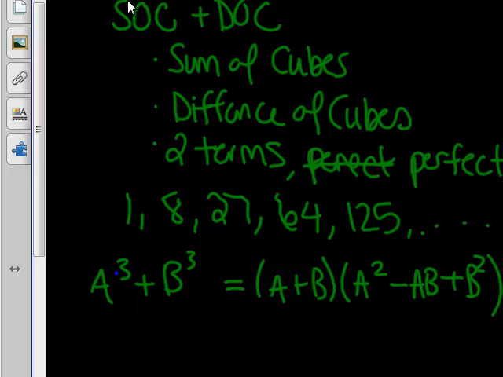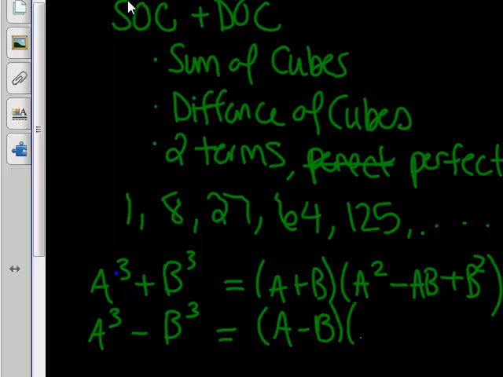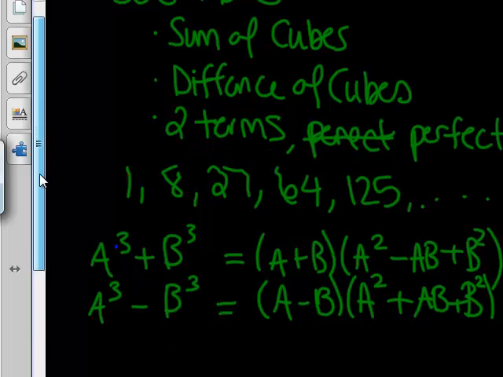Okay, next formula. Always, it's just two sign changes. They are identical other than the two sign changes. a cubed minus b cubed. Well, in this case, rather than a plus b, since it's minus, it's going to be a minus b. The only other sign that changes is that second one: a squared plus ab plus b squared.